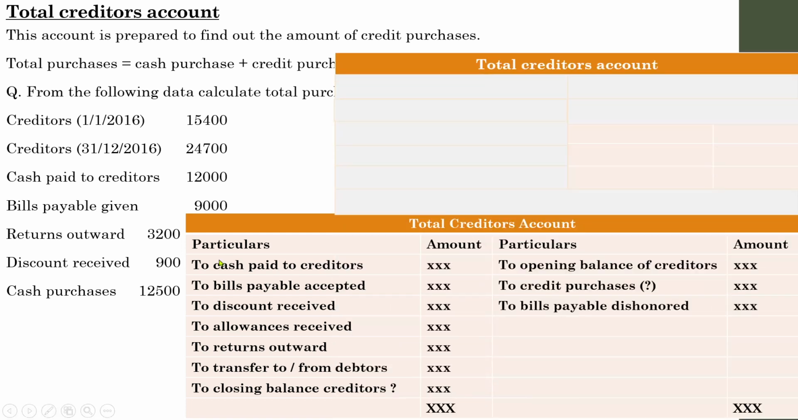So this is how an account is prepared. Let us begin with the opening as well as the closing balance because they are directly given in the question. So the opening balance is 15,400. Since the creditors account is a liabilities item, the opening balance will begin on the credit side. So balance brought down, that is the meaning of B/D, 15,400, and the closing creditors is 24,700. It is shown here to balance C/D. C/D means carried forward.